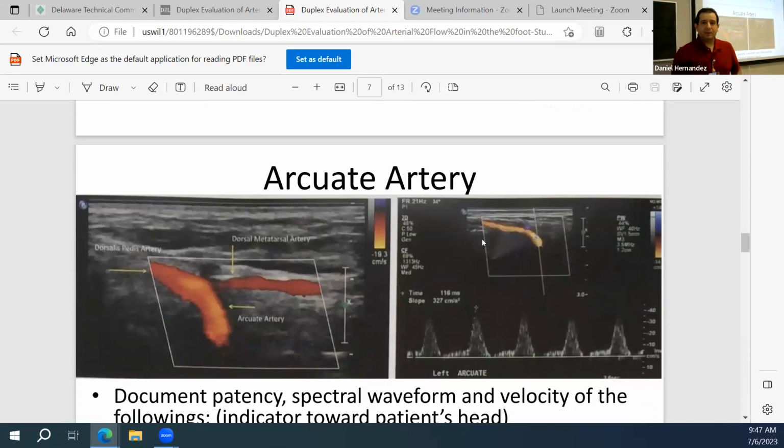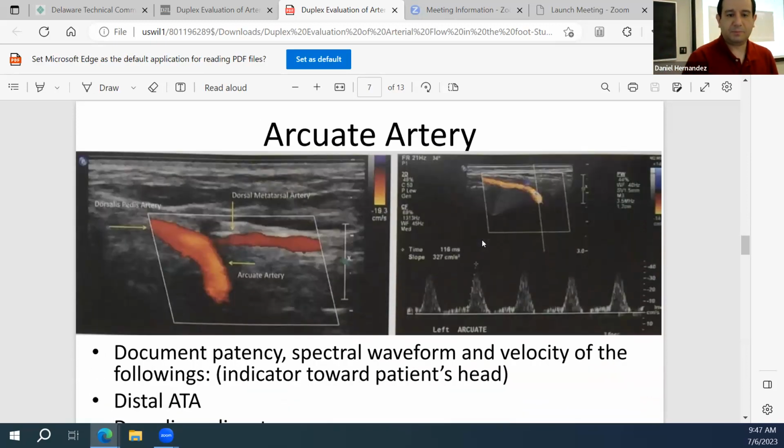So this is now on the top of the foot, that arcuate artery. Remember in lab when we were doing our PVR SLP exam and we were doing the dorsalis pedis artery, some of you, when you were on the top of the foot, we had to actually invert that waveform. And we were trying to figure out why. Why am I inverting that waveform?